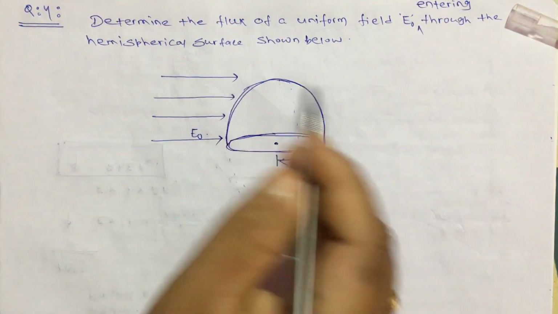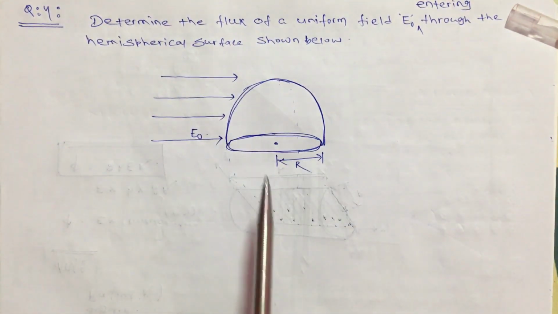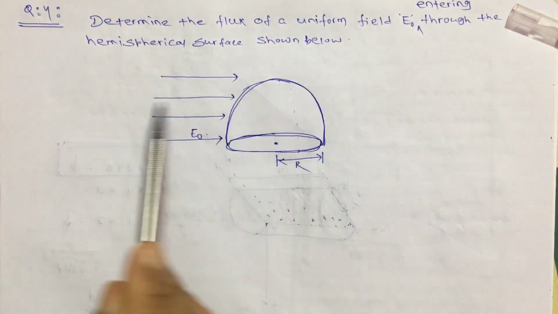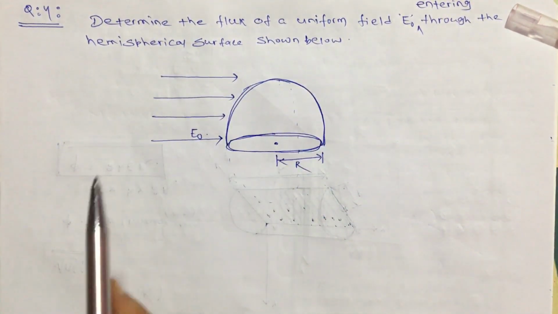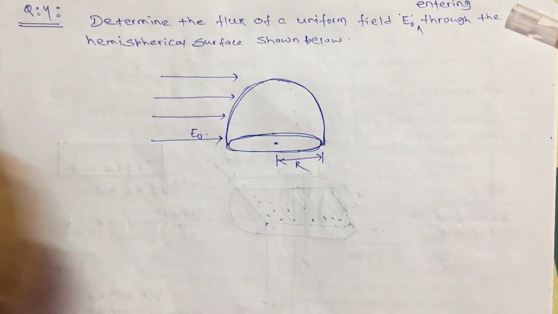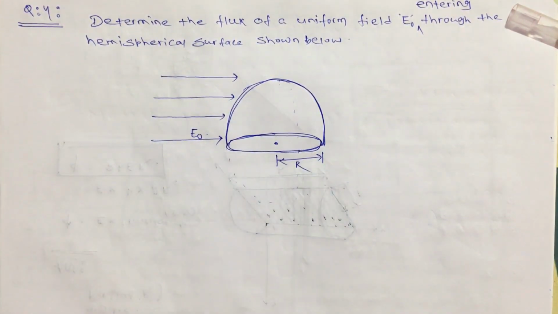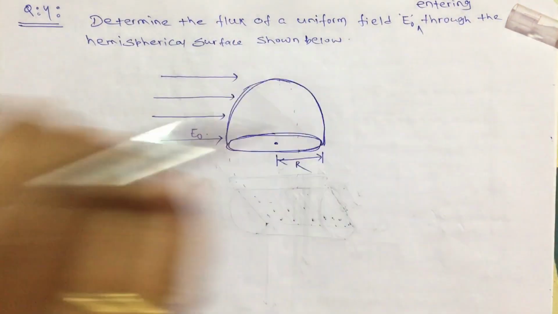Here there is again a hemisphere, but the electric field lines are not coming from here. The electric field lines are coming like this, and it is a uniform electric field of value E naught, and the hemisphere has a radius of r. Again the question is the same, you have to find the electric flux through the hemispherical surface.